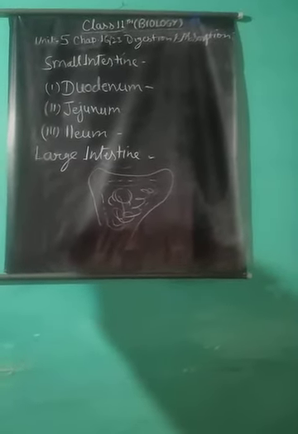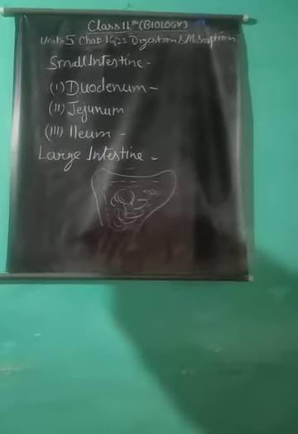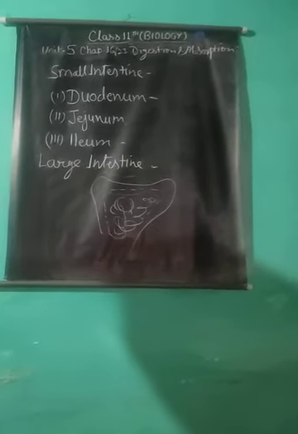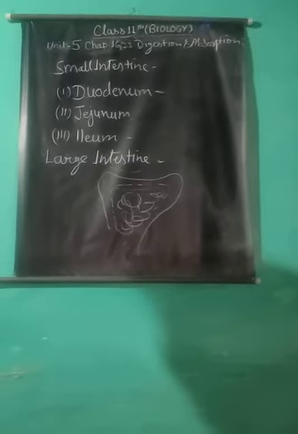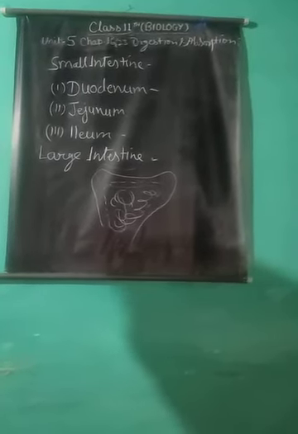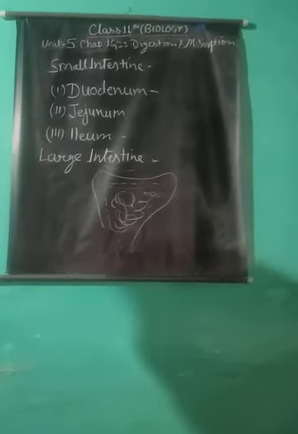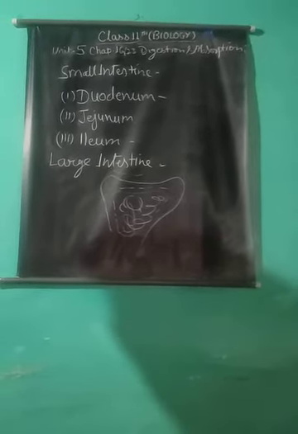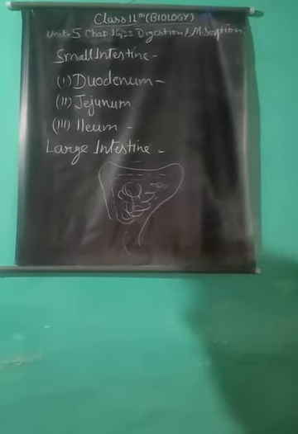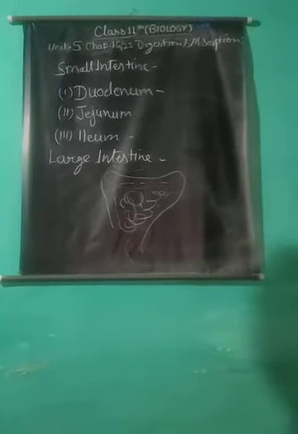From cecum arises a worm-like blind tube, the vermiform appendix. It is about 8 to 10 centimeter in length. In human, it is regarded as a vestigial organ without any definite function. Sometimes appendix gets inflamed, causing pain, nausea and discomfort. This condition is known as appendicitis.